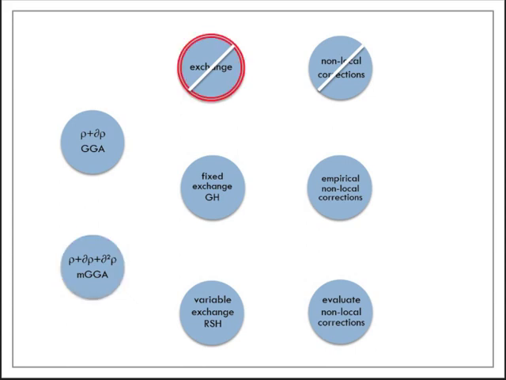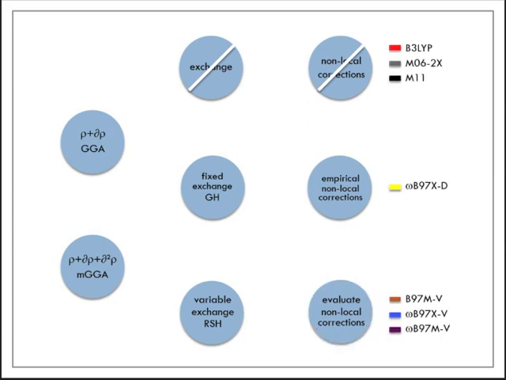Now, about Hartree-Fock exchange: you either forget about it, include it as a constant term, or include it as a variable term. That's the second class. The third class is what you do about long-range interactions. These are dispersion. You either forget it, include it empirically, or include it by calculating it.